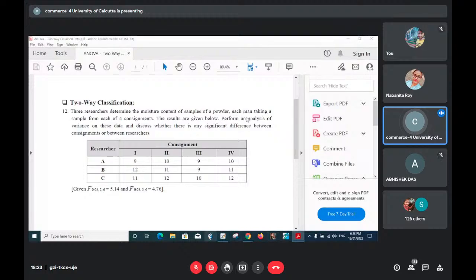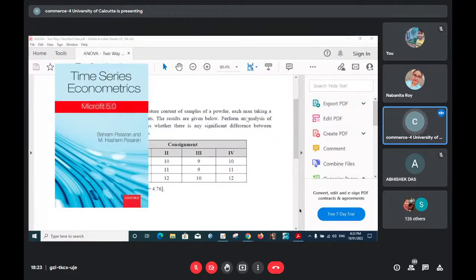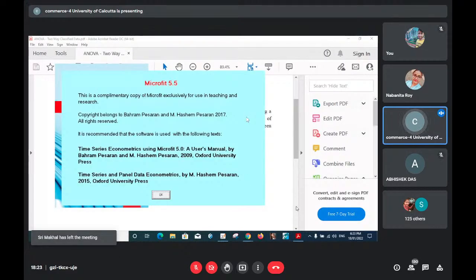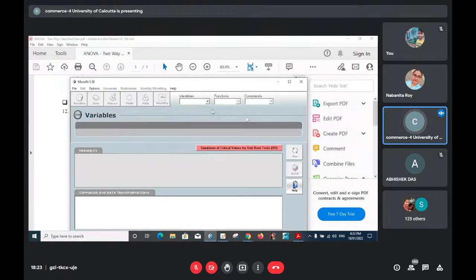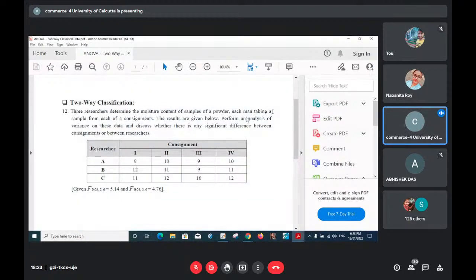This is called EViews. This is required for time series analysis. It will be discussed in detail in your semester 4. This is very important in the case of time series analysis also. I can show you Microfit. These are also available, so you can do variance analysis using this type of statistical software. Instantly you will get the result, and your task will be only interpretation.